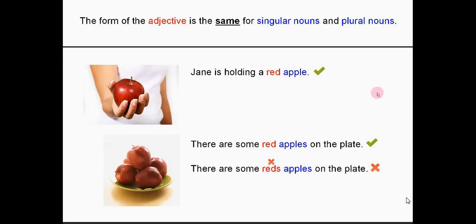So this is important because in many other languages, particularly European languages, like French for example, there is a singular form of an adjective and also a plural form of the adjective, because the adjective agrees with the noun. But this is not true in English. Okay, so it's very important. The same form in the singular and the plural.